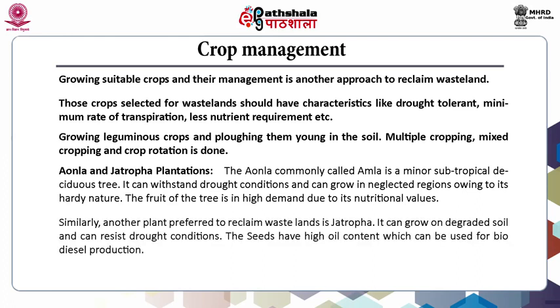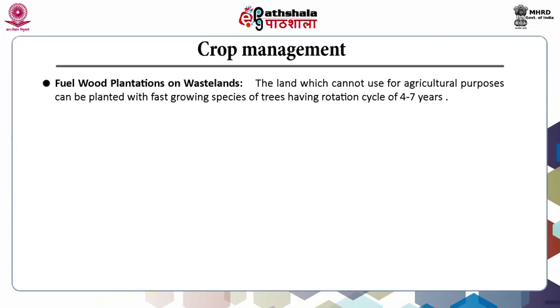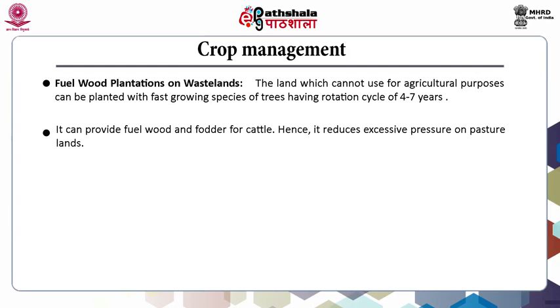Similarly, another plant preferred to reclaim wasteland is Jatropha. It can grow on degraded soil and can resist drought conditions. The seeds have high oil content which can be used for biodiesel production. Then another method is fuel wood plantations for wasteland reclamation. The land which cannot be used for agricultural purposes can be planted with fast growing species of trees having a rotation cycle of 4 to 7 years. It can provide fuel, wood and fodder for cattle. Hence, it reduces excessive pressure on pasture lands.